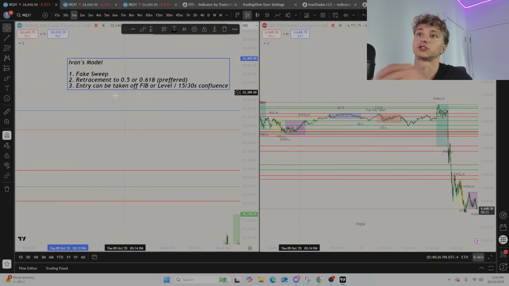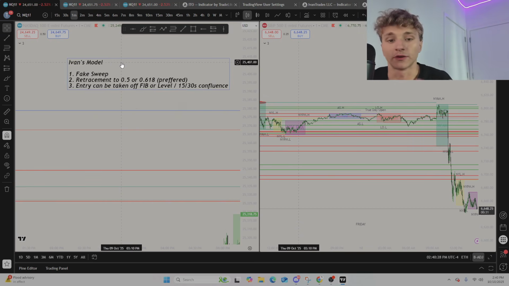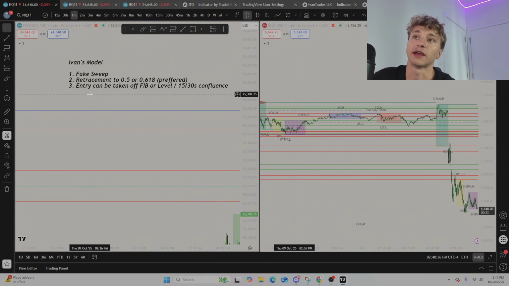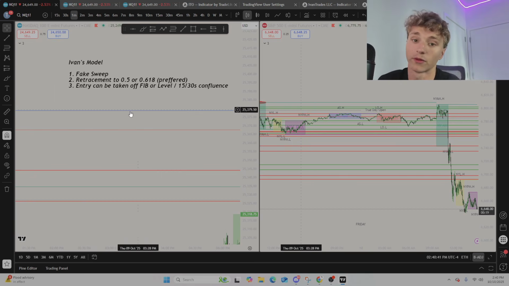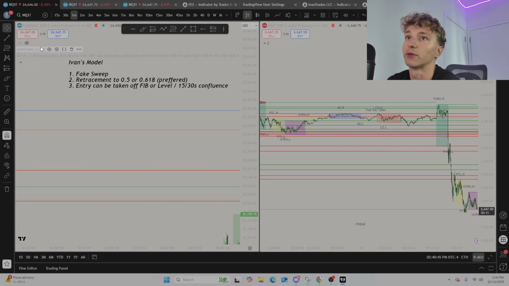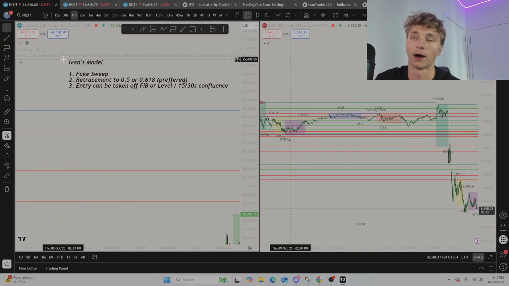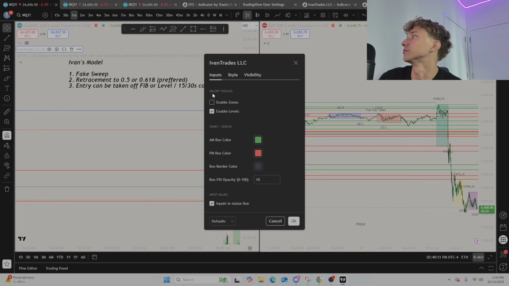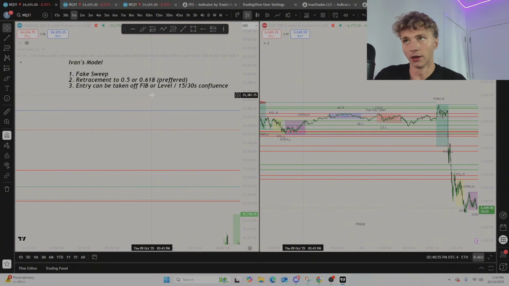Okay, so the 3 steps of the model are: you need to have a fake sweep, you need to see the retracement to 0.5 and 0.618, and the entry has to be taken off of the fib or a level, which you get if you are in my Discord server. I have an indicator that will give you levels and zones. If you go into the settings, you'll be able to enable levels and zones, 2 different types of confluences.